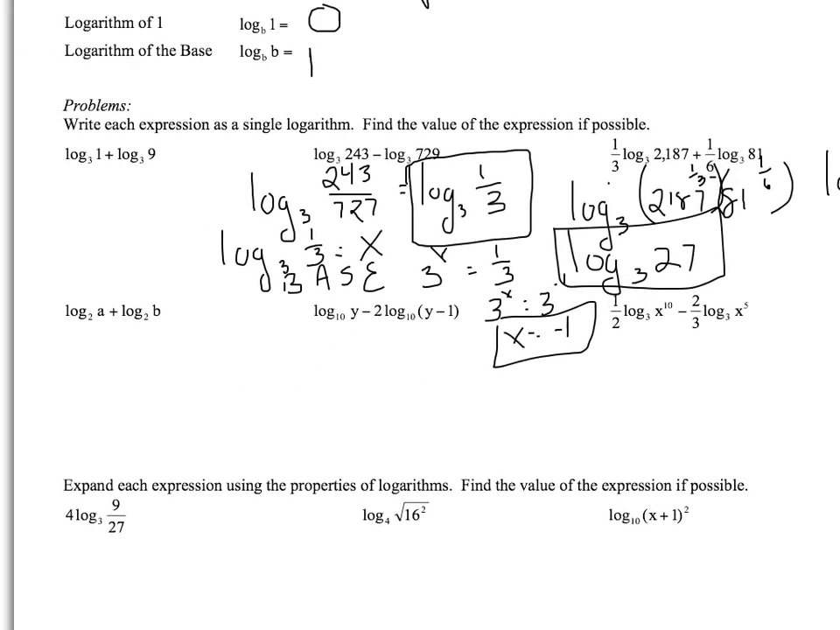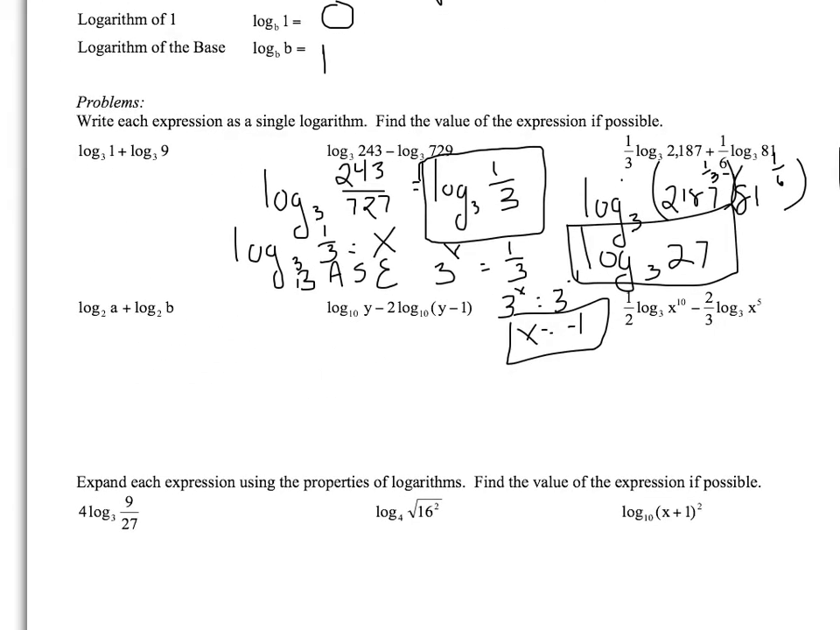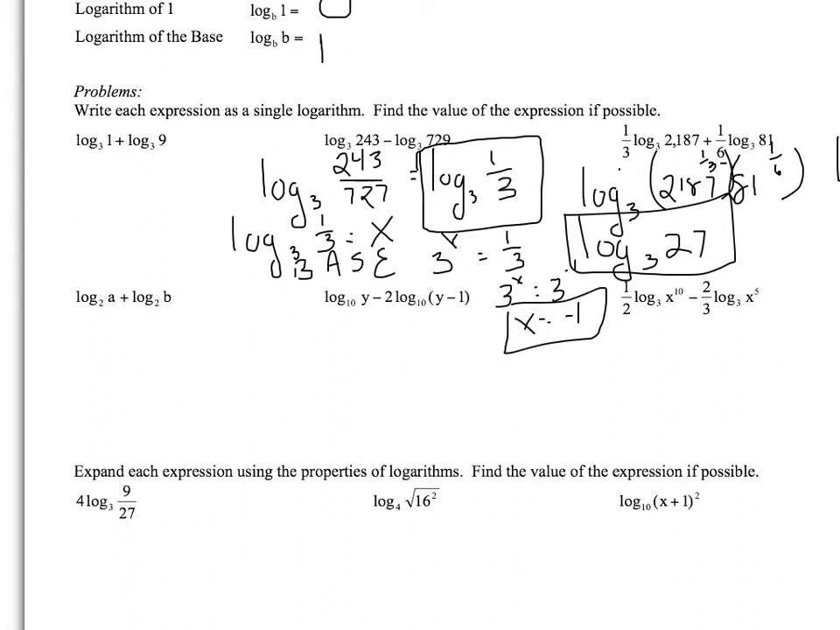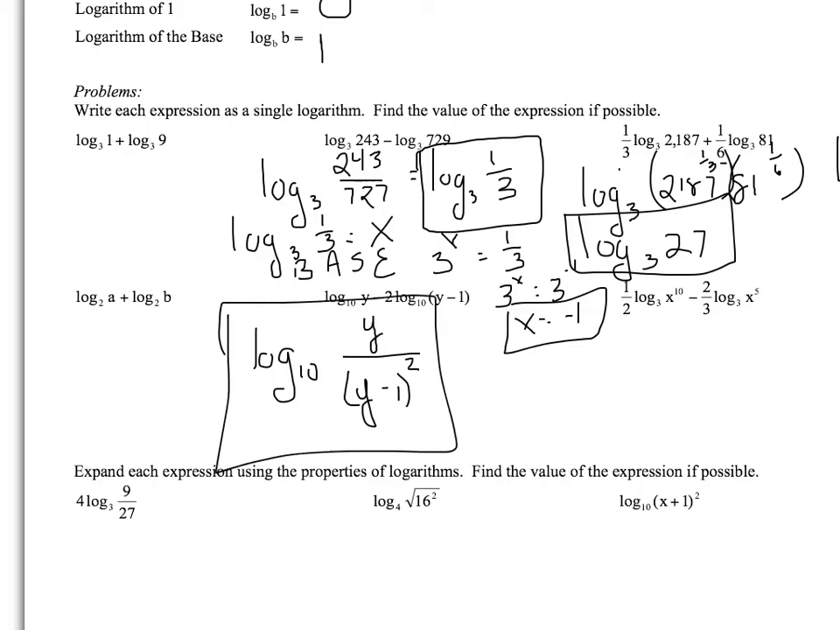Moving on to the bottom part here, you have letters this time. Again, I'm going to skip the first one and have you guys try that, but let's do the other ones. I can see this one is combined by subtraction. So subtraction changes to division. So it's going to become log base 10 of y divided by, notice this number in front, that'll become a power, y minus 1 squared. On the bottom half here, there is nothing to solve because it's letters, so you rewrote it as a single logarithm and you're done. Let's look at the next one here.